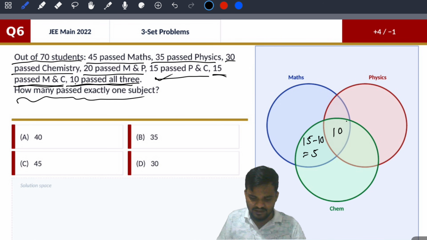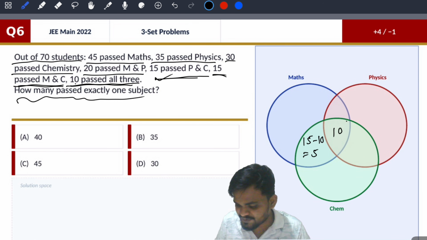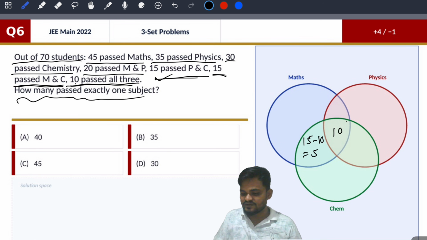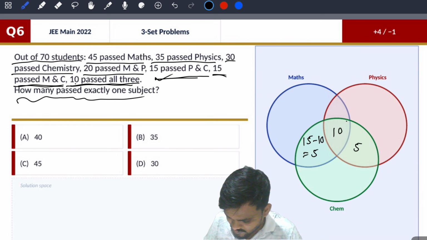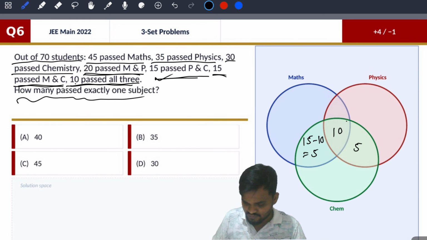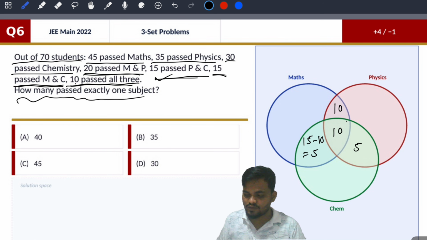Just think. Then 15 passed in physics and chemistry, and out of 15, 10 already passed in math also. So how many students passed only physics and chemistry? 15 minus 10, so this becomes 5. Then 20 passed in math and physics, so out of 20 you already took 10. How many students are there only in math and physics? 20 minus 10 becomes 10. I hope you understood. Then you have to move to the only cases, the single cases.